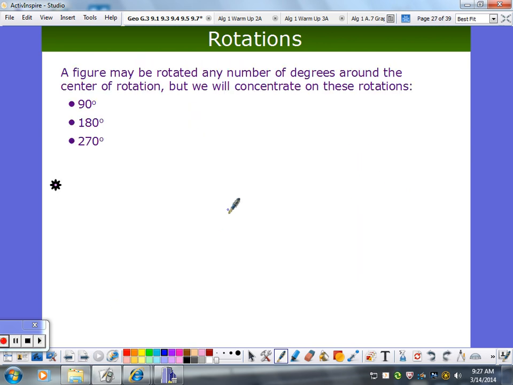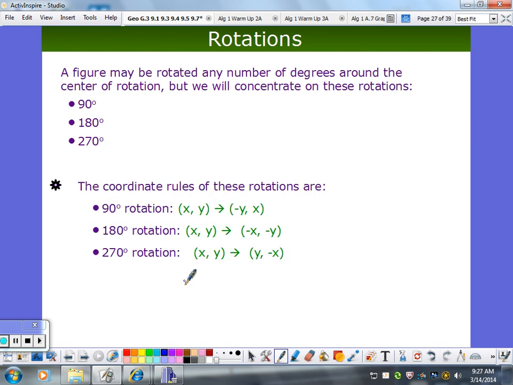A figure may be rotated any number of degrees. For simplicity's sake, we're only worried about these and their negatives. You might be going negative in these directions. Okay, so here's the rules. If you're going 90 degrees, you start with your XY pair. Now you turn them, kind of like what we did with y equals x, except the negative goes in front of the y now.